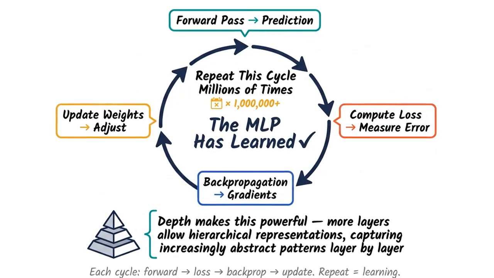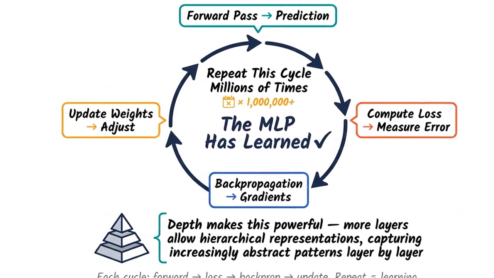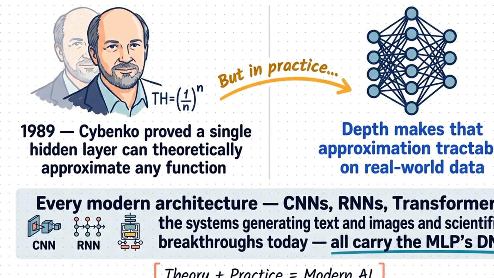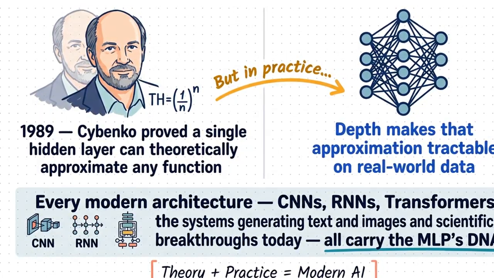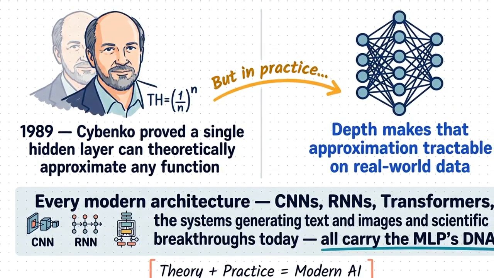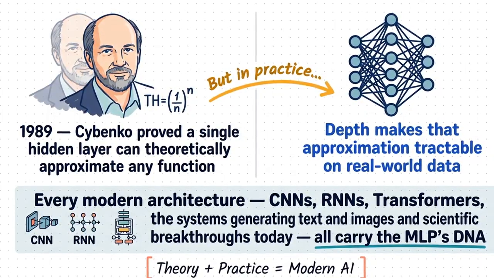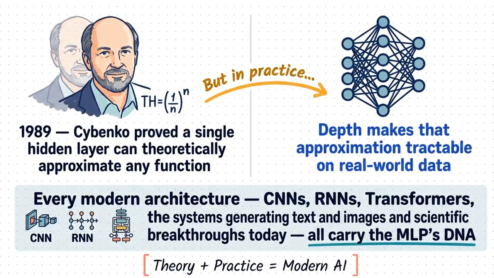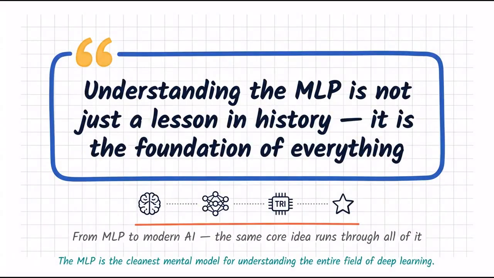Depth makes this powerful. More hidden layers allow the network to build hierarchical representations, capturing increasingly abstract patterns layer by layer. George Cybenko proved in 1989 that even a single hidden layer can theoretically approximate any function. But in practice, depth is what makes that approximation tractable on real-world data. And most importantly, every modern architecture you encounter, convolutional networks, recurrent networks, transformers, the systems generating text and images and scientific breakthroughs today, all of them carry the MLP's DNA. Understanding the MLP is not just a lesson in history, it is the foundation of everything.